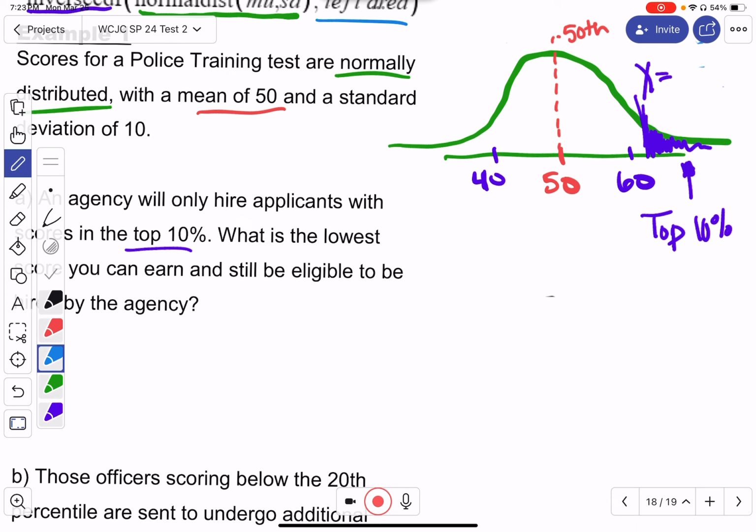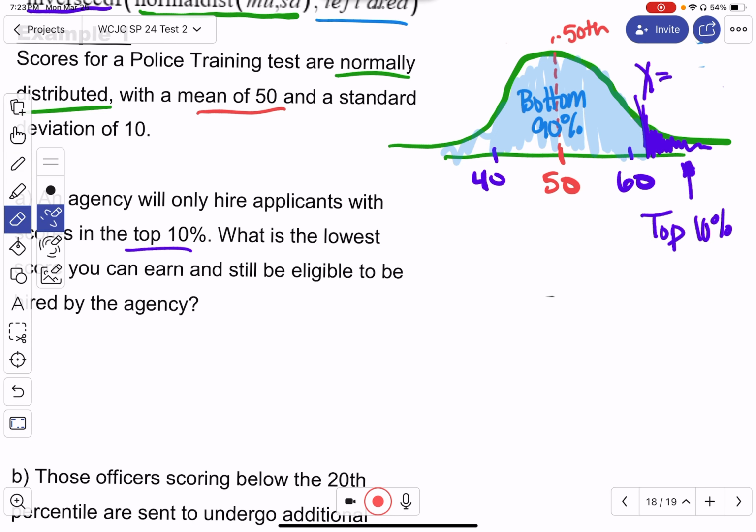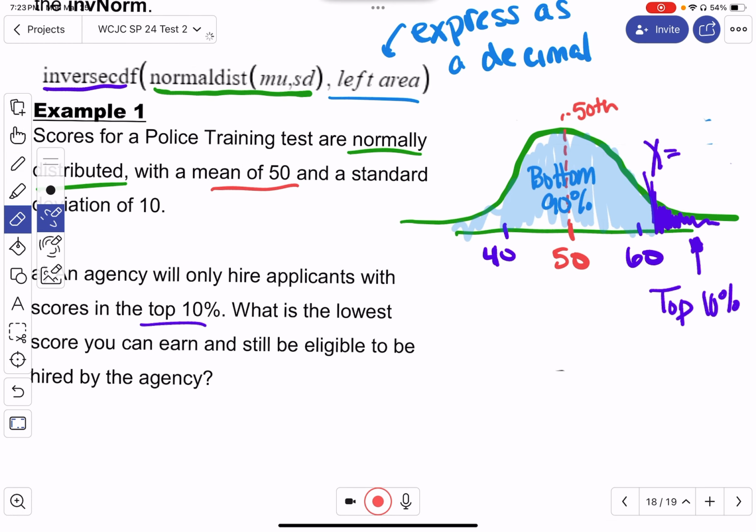It just so happens, though, that the percentile corresponds to one value, but we're looking at the left-hand side of this. If this is the top 10%, then this represents the bottom 90%. So the top 10% corresponds to the 90th percentile. So I'm going to find the 90th percentile for this particular problem.